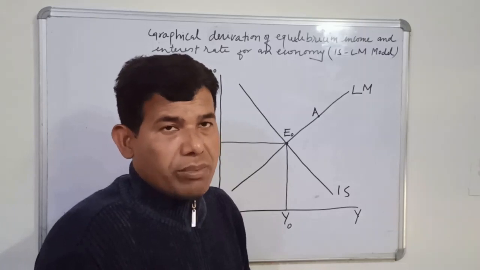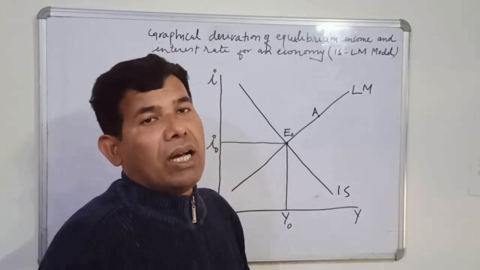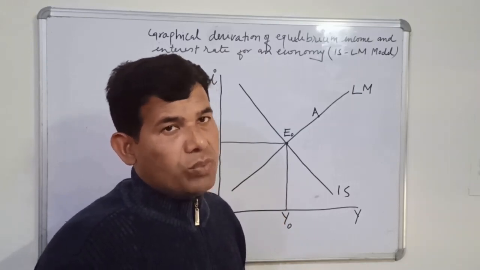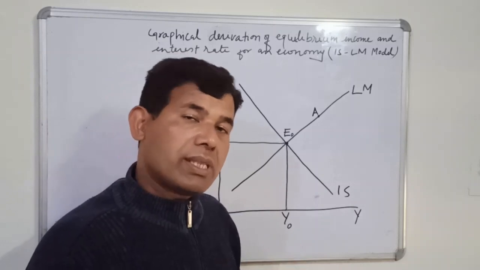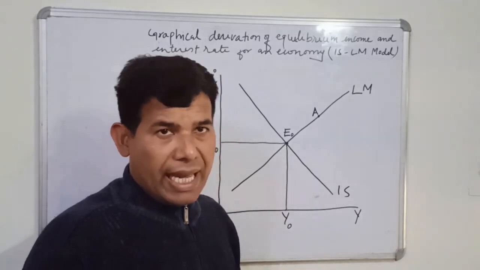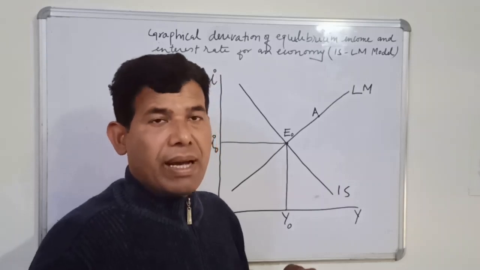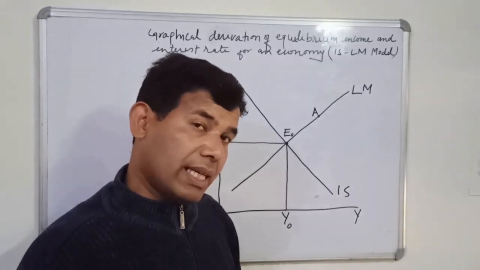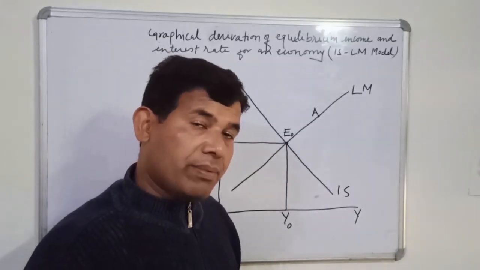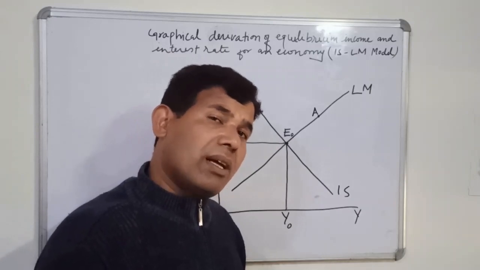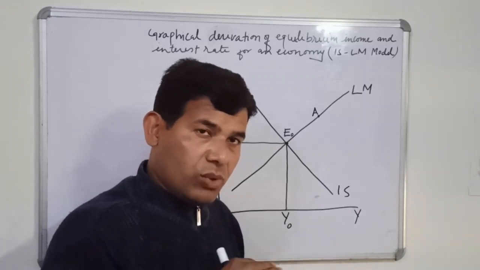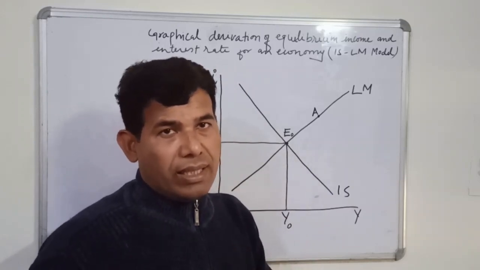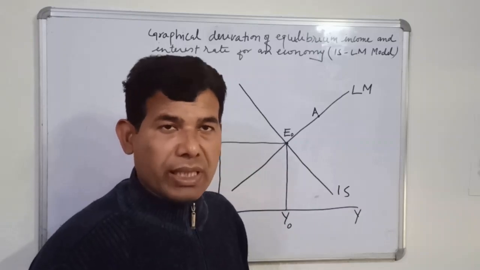Why? Because the goods market is not in equilibrium. When I'm saying the goods market is not in equilibrium, that means either output is greater than aggregate demand or output is less than aggregate demand. If either of these conditions happens, then if Y is greater than aggregate demand, Y will fall, and if Y is less than aggregate demand, Y will rise. Because we are doing this IS-LM model analysis on the Keynesian theory that aggregate demand determines the level of output in the economy.